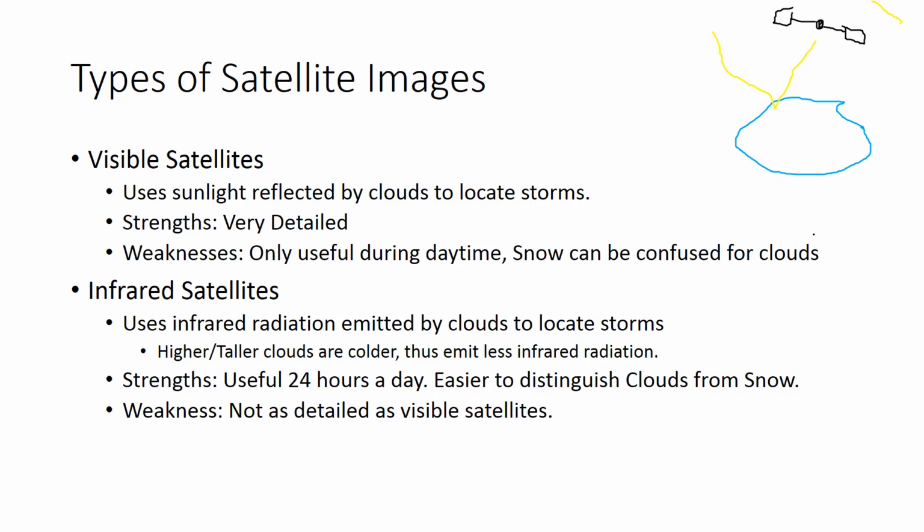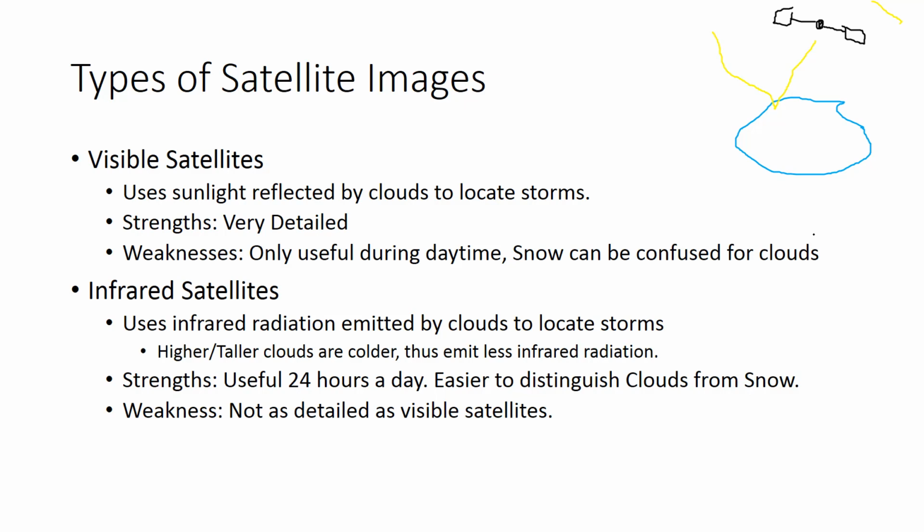And these visible satellite images actually have some pretty good positives to them. The biggest positive is that they are very detailed. Using a visible satellite image, you can see a ton of very cool details about storm systems, such as the eye of a hurricane. Visible satellite images really allow you to see the structure of a hurricane, to see the way that the eye is changing. Is it falling apart? Is it getting tighter? Is it getting larger? And that's just one thing, but they're very detailed.